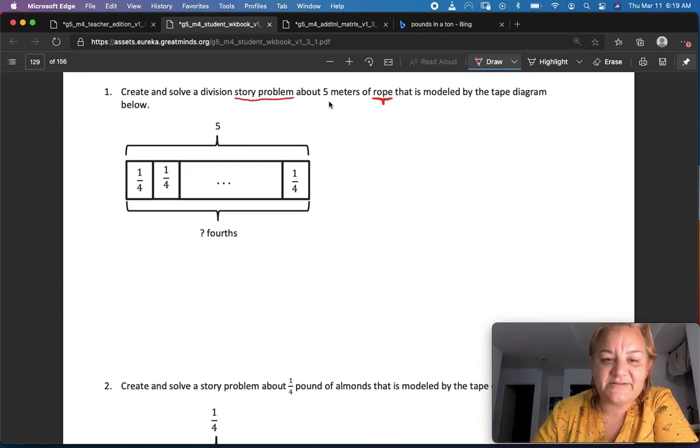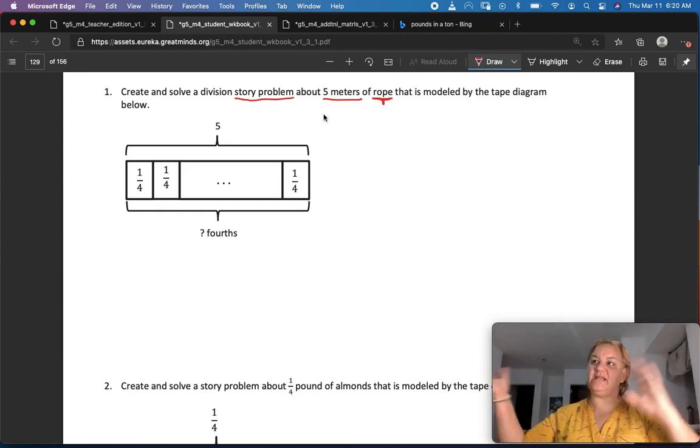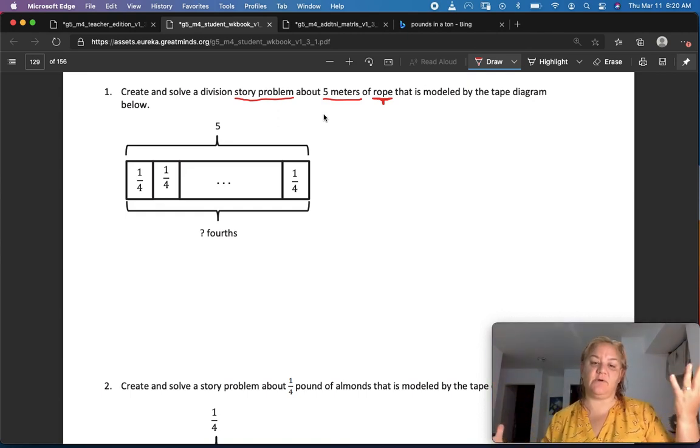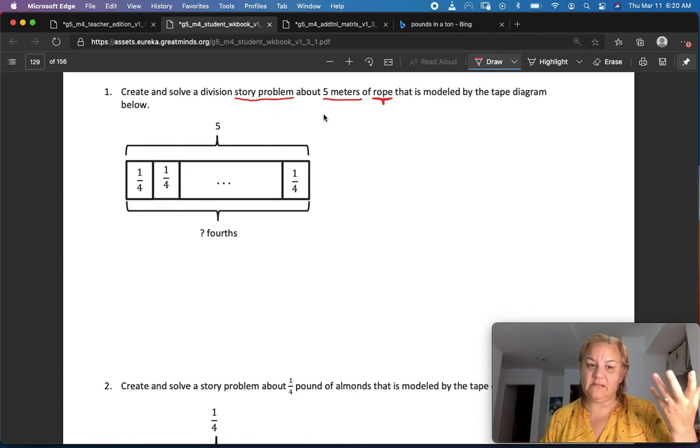So we have 5 meters of rope, and it's going to take a quarter of a meter. Let's see, we've got this cut into quarters. Quarter of a meter per hammock. A quarter of a meter would be about like that. Maybe we need 2 for each end of the hammock, but let's say we're going to cut it into quarters for each end of each hammock. How many pieces of rope are we going to have?